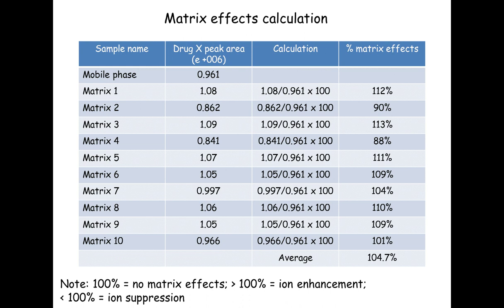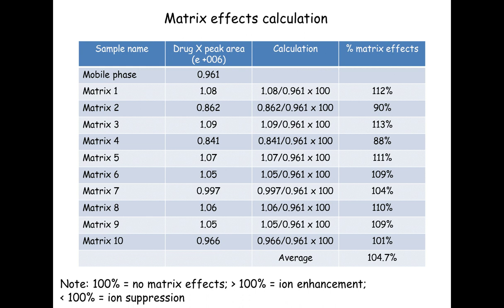This is an example of some of the experiments we did for drug X. We have our mobile phase and then the 10 different matrices, and this is the peak area of drug X in the second column. The third column is a calculation. We're basically comparing all our matrices to the mobile phase, because the mobile phase really should have no matrix effect.